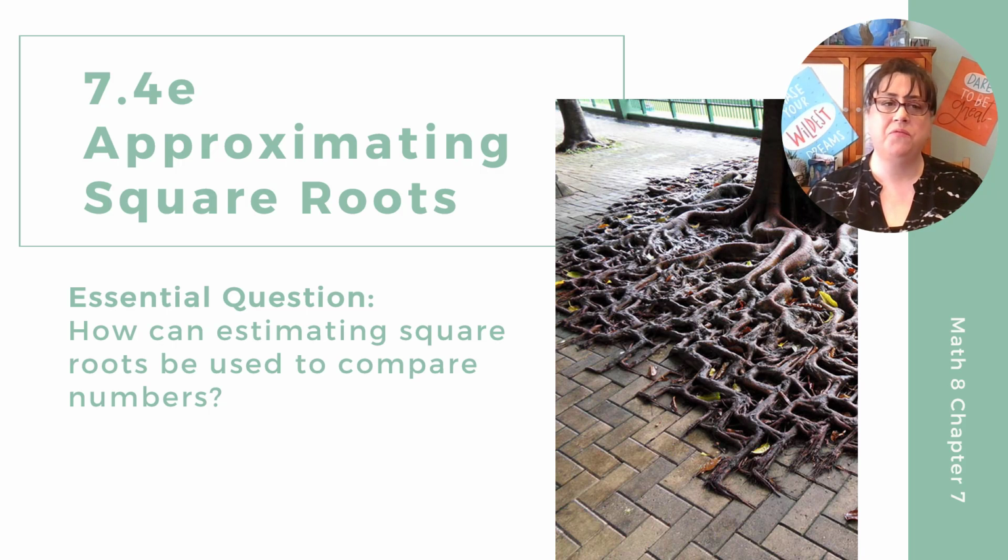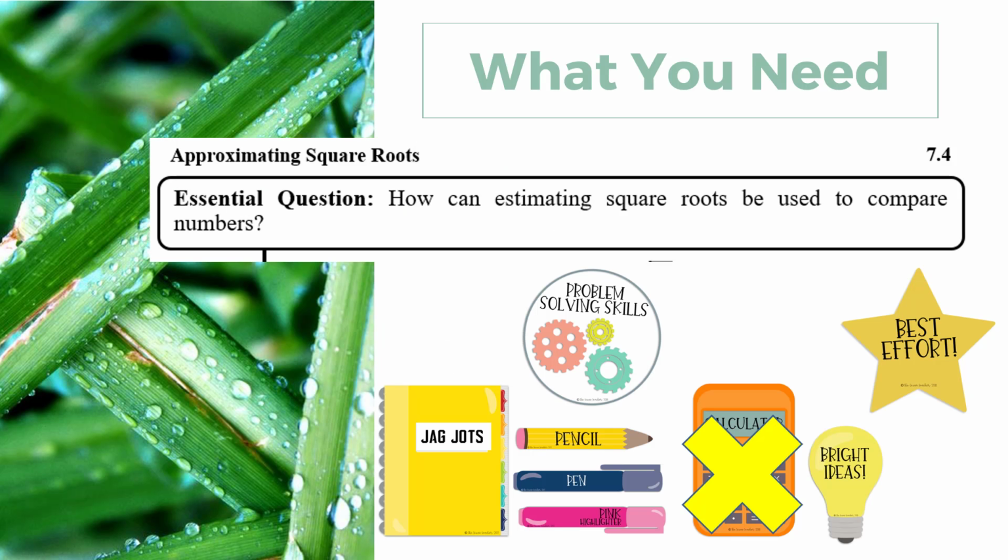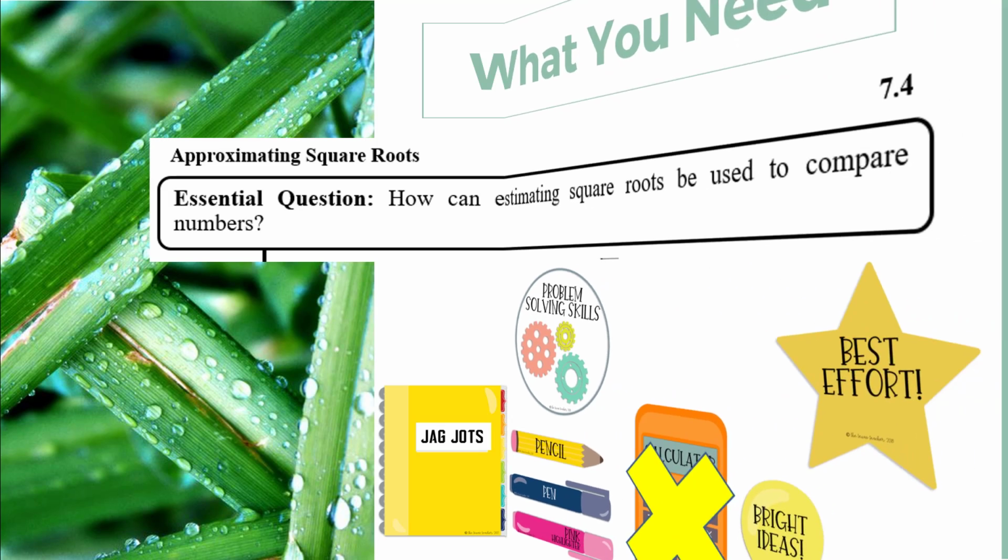You are here for 7.4e, Approximating Square Roots. Our essential question is, how can estimating square roots be used to compare numbers? Today you'll need your Jaguar Jots on section 7.4, how can estimating roots be used to compare numbers? A pen or pencil, you might find a highlighter helpful. We're going to leave our calculators behind, but if you need a multiplication table or a table of perfect squares, that will be useful. Your bright ideas, your best effort, and always bring your problem-solving skills.